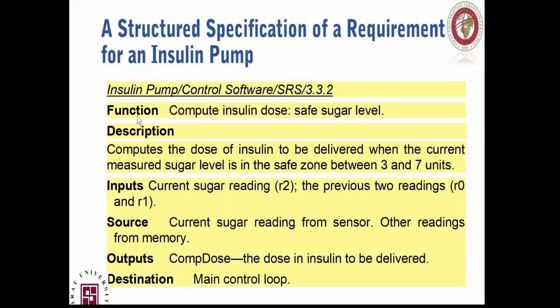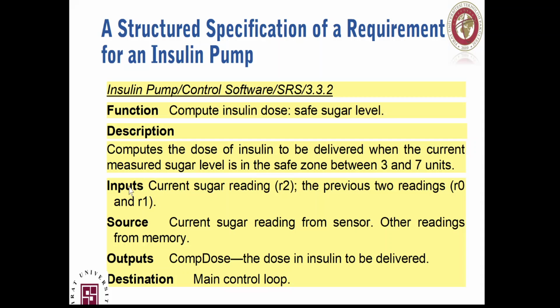Now, first, function. What kind of function is the software doing or providing? Compute insulin dose, save sugar level. So we compute the insulin dose to maintain a safe level of sugar in the blood. Description. So the description of this functionality: computes the dose of insulin to be delivered when the current measured sugar level is in the safe zone between 3 and 7 units. Well, it may not be clear enough now. Just pass it. This is just a description.